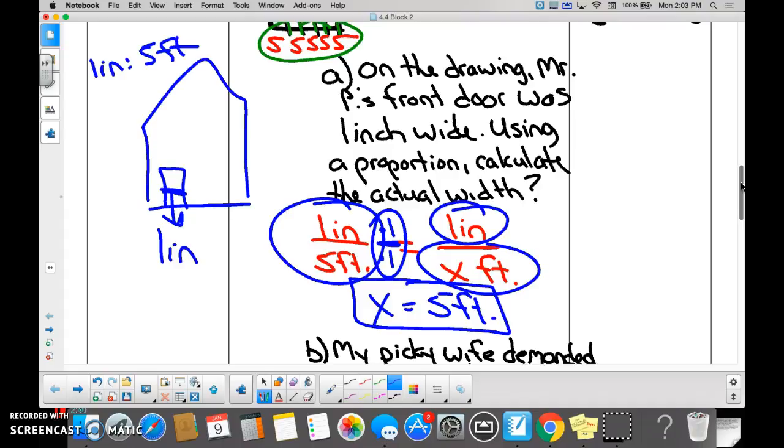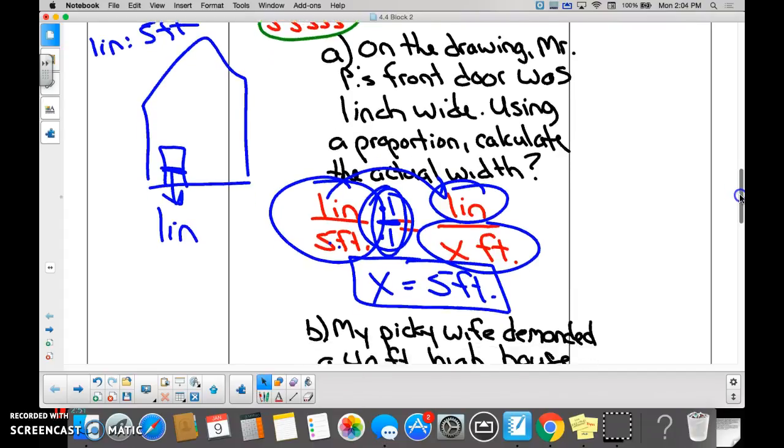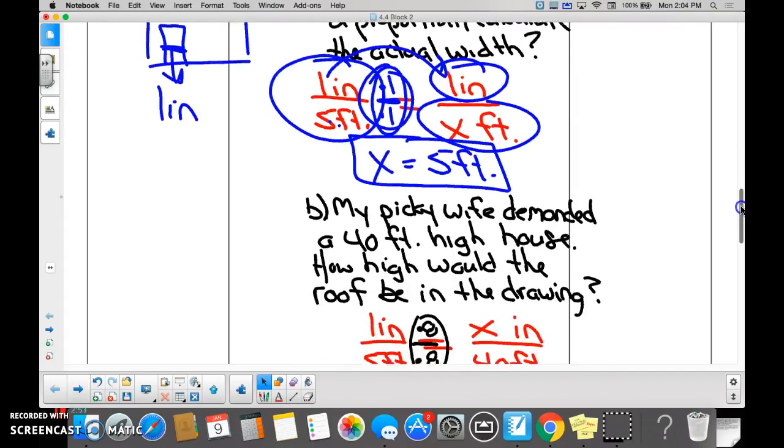I did my little bubble deal here. I know that to go from 1 to 1, I multiply by 1. And so to go from 5 to x, I multiply by 1. So how wide is my front door? 5 feet. Okay, it works in the opposite direction.